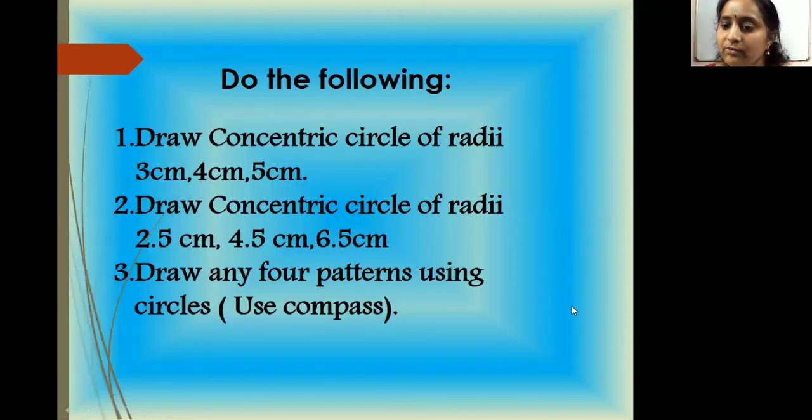Now draw the following. Draw concentric circles of radii 3 centimeters, 4 centimeters and 5 centimeters. Draw another set of concentric circles of radii 2.5 centimeters, 4.5 centimeters, 6.5 centimeters. And draw any 4 patterns using circles. Children, while drawing, you have to use a compass only to make the patterns.